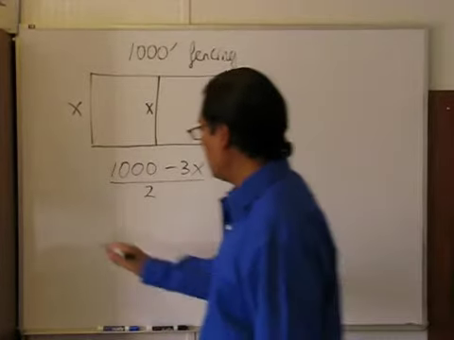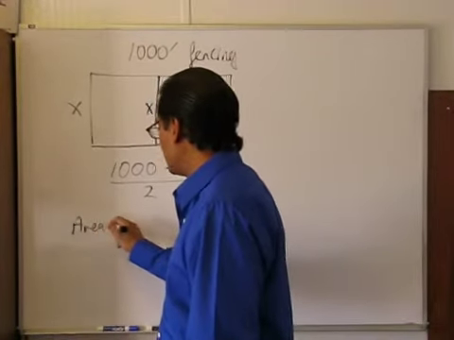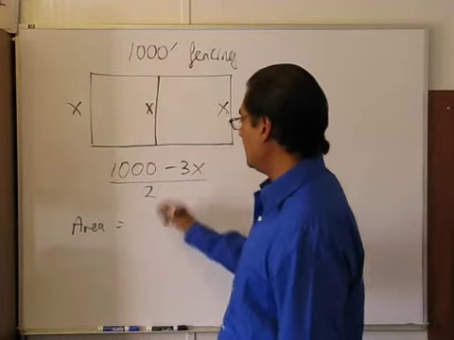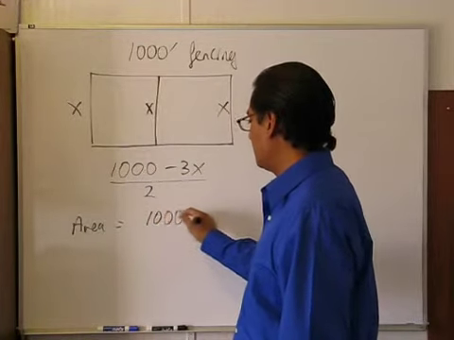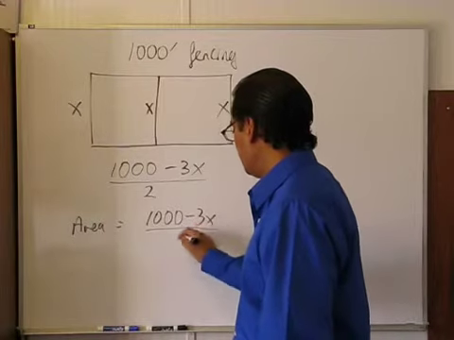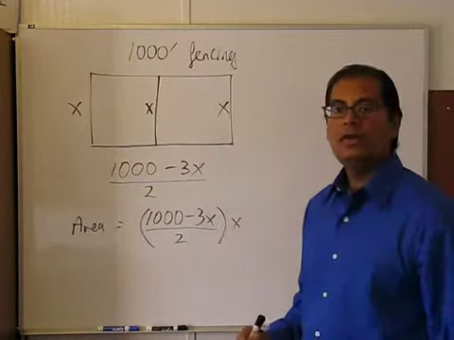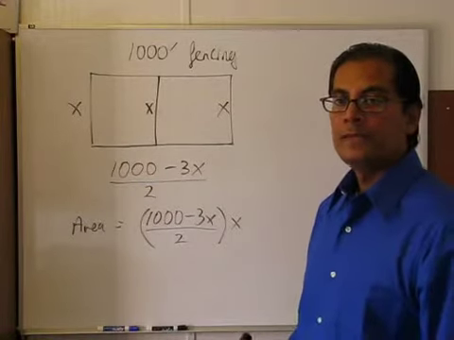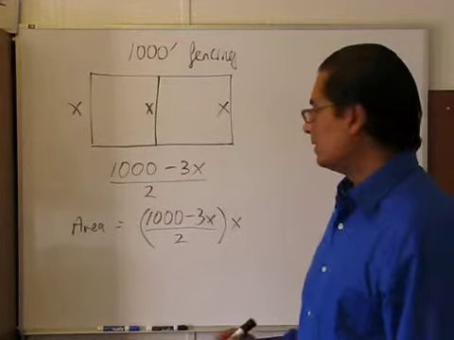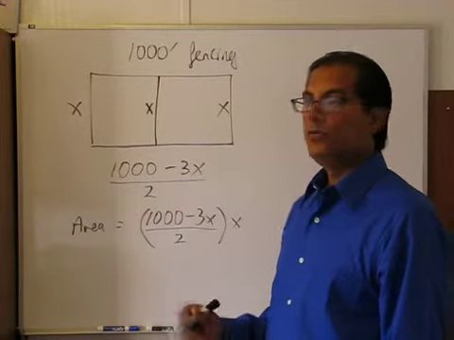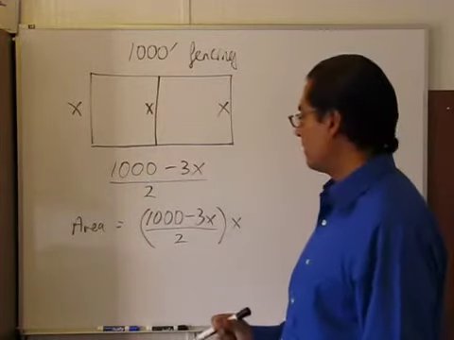Okay, so now we know the area of a rectangle is what? Length times width. And so the length in this case is (1,000 minus 3x) over 2, and the width is x. So here we have an area function. And now we want to find what value of x gives us the maximum area. What width should we put to give us the maximum area?